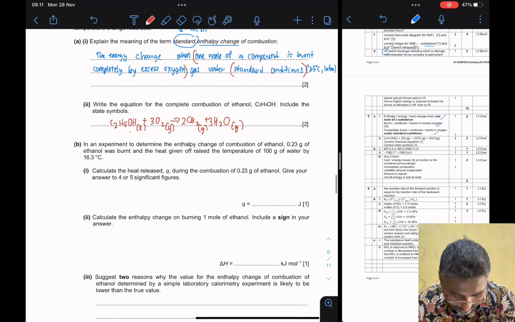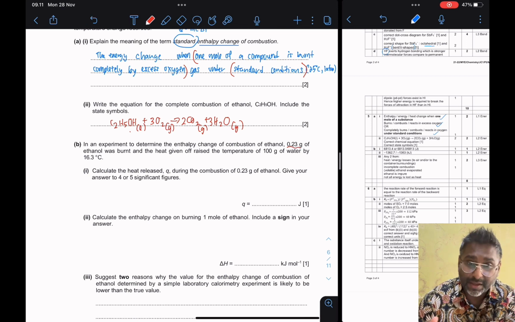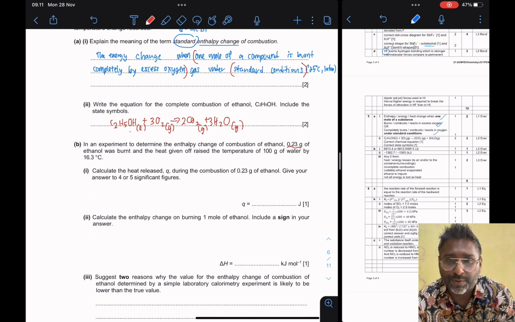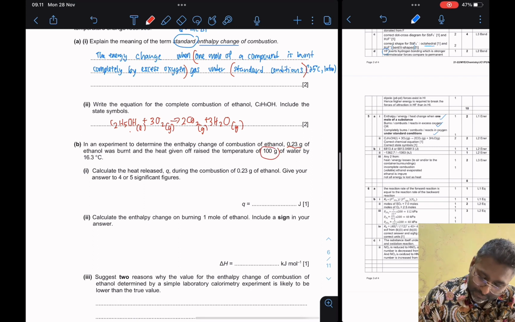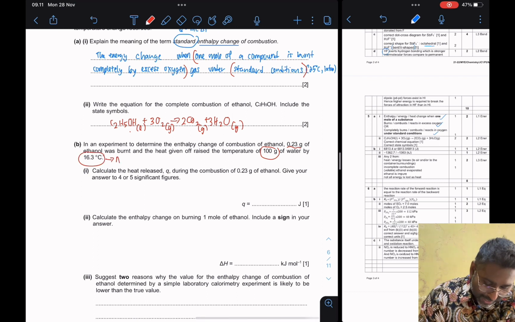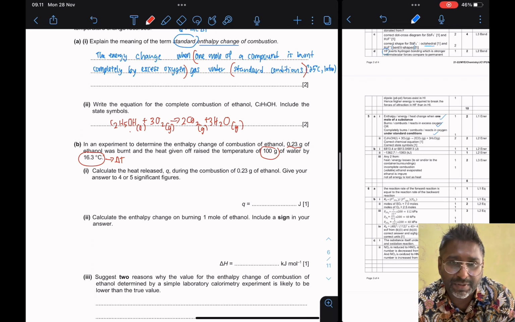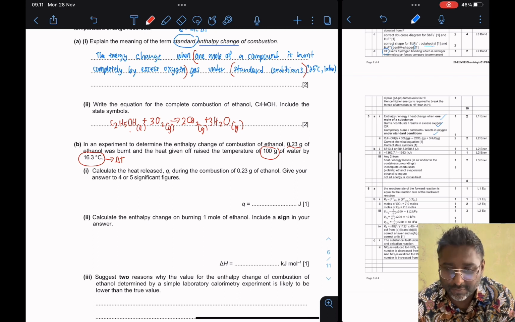Now in an experiment to determine the enthalpy change of combustion of ethanol, be careful here. You do not use 0.23 grams for the Q equals mc delta T. That is actually something that a lot of students make a mistake on. You are going to increase the temperature of 100 gram of water by this delta T. You do not need to convert this into Kelvin, please remember. Temperature change, whether in degrees Celsius or Kelvin, doesn't matter, it's still the same. It's just a change.